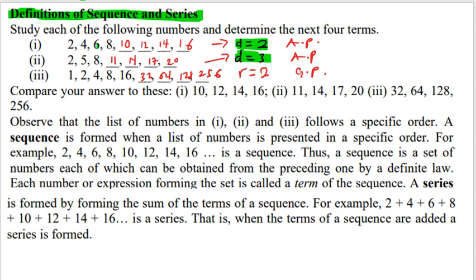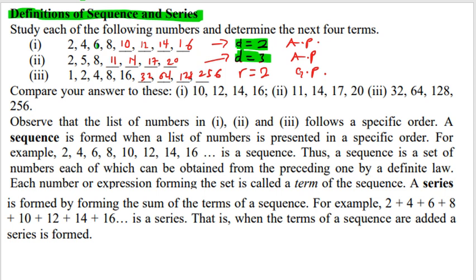Now the last sequence, you can see that 1. Then from 1 we are going to 2. Then from 2 to 4. From 4 to 8. From 8 to 16. You can see that this very sequence does not have a common difference because their intervals are different.